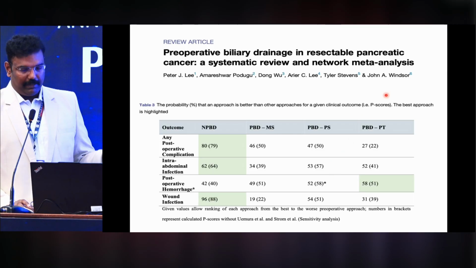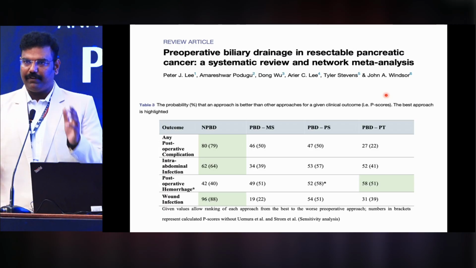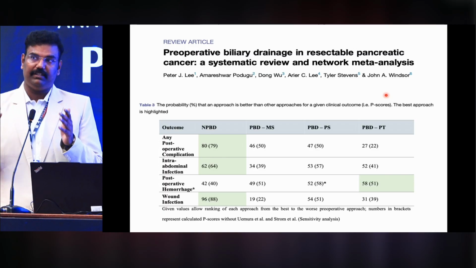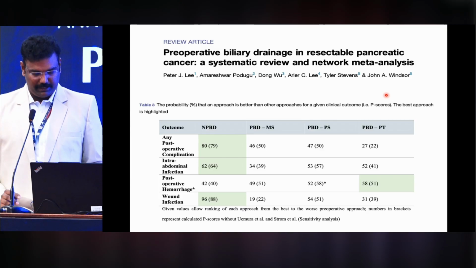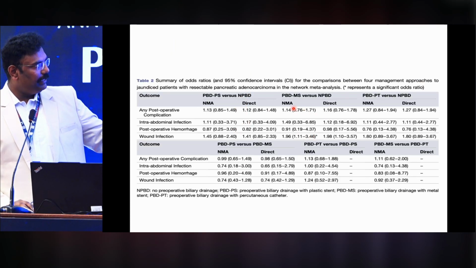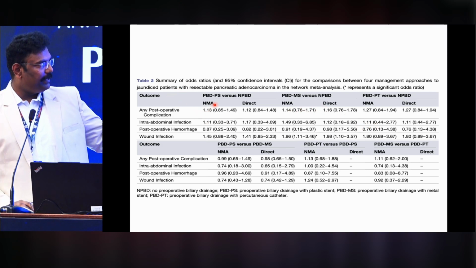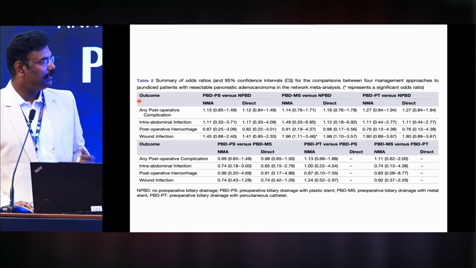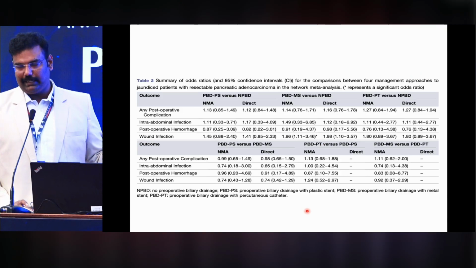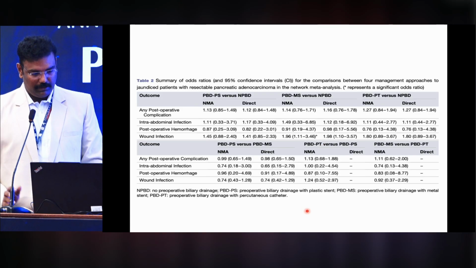This is a meta-analysis by the Windsor group, which tried to find out the impact of the type of drainage with respect to the complication rates. They tried to do individual analyses of all four: no biliary drainage, preoperative drainage with plastic stent, with metal stent, and preoperative drainage with a percutaneous drainage. Among all these analyses, there was no difference. And there was no impact on the type of complication.